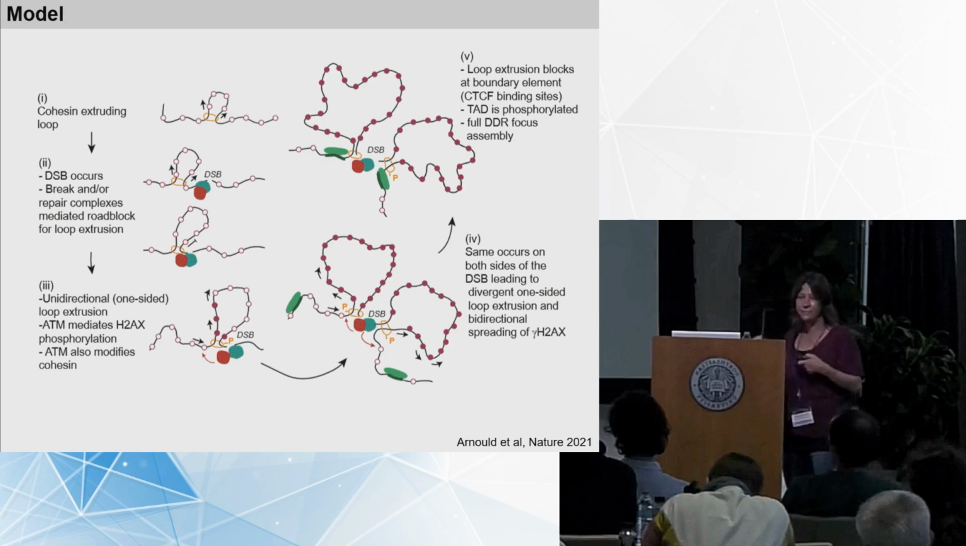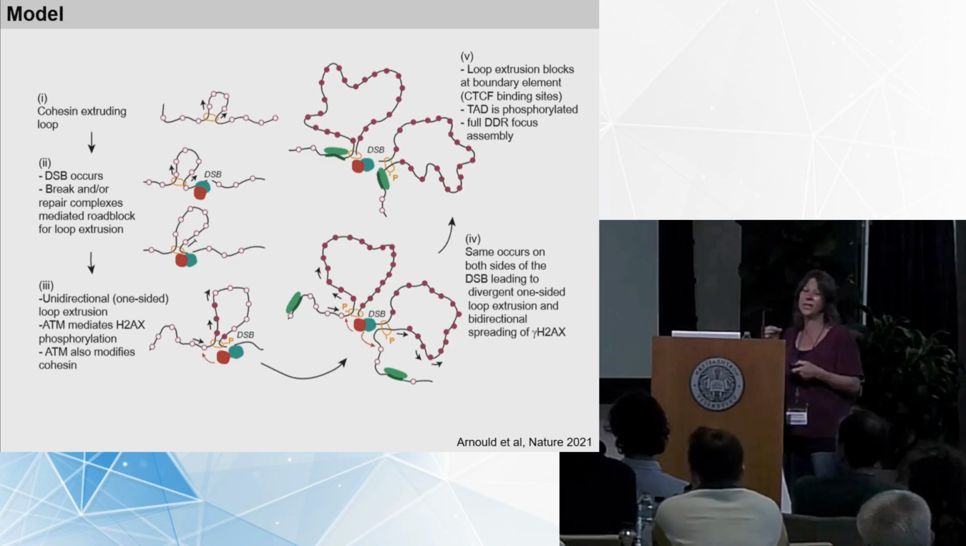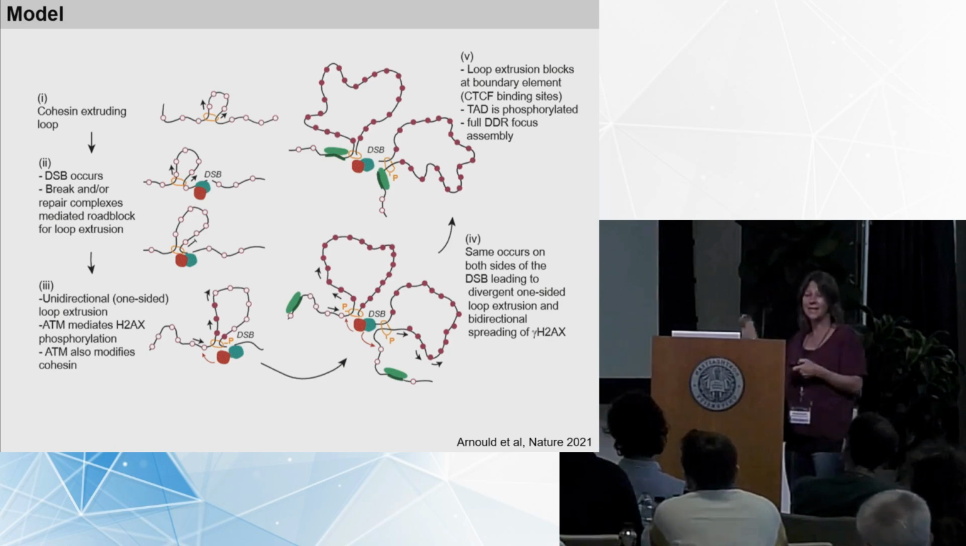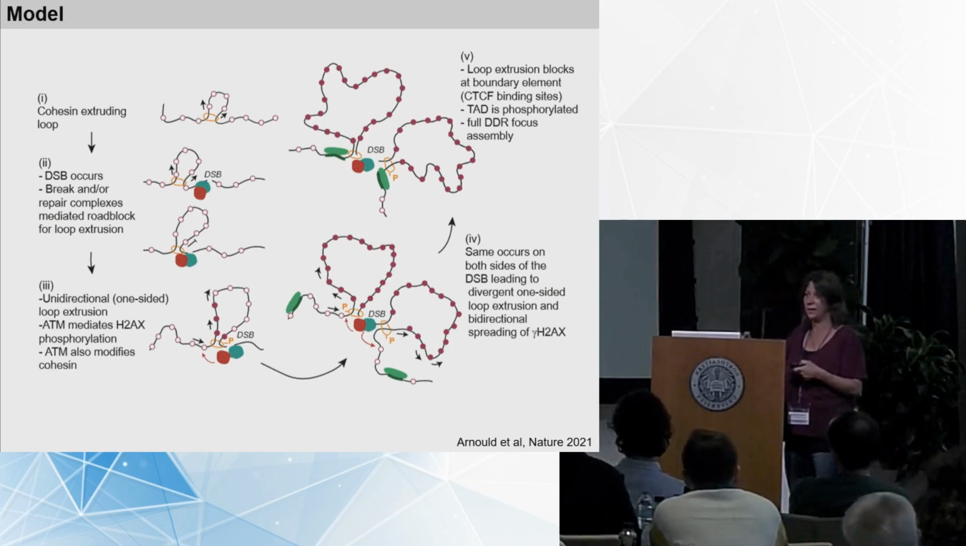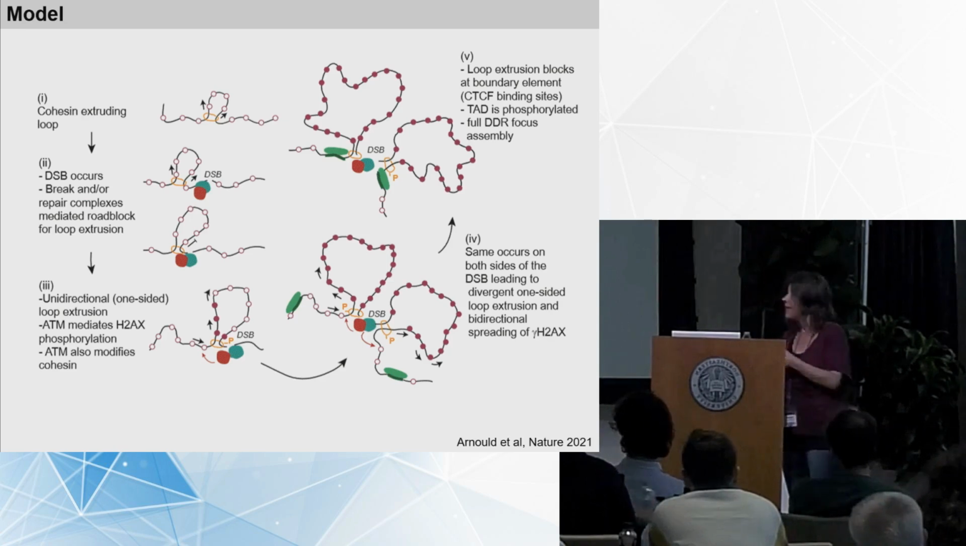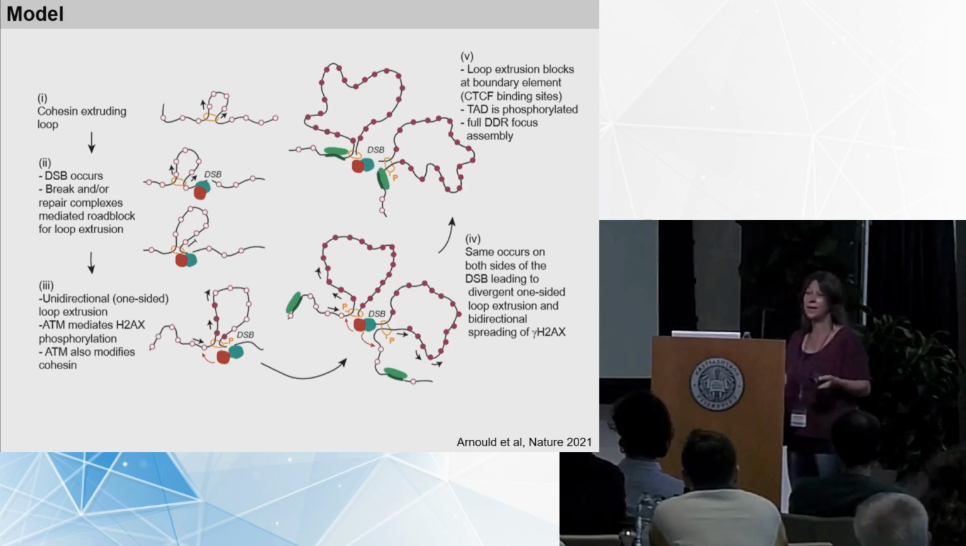And the main advantage of that mechanism is that in no time, at the speed of the loop extrusion, which is extremely high, you will be able to go from no histone modification, no H2AX phosphorylation, to an entire TAD that is covered with that specific histone mark, phospho-H2AX, that will tag, if you want, the damaged TAD. And that entire process takes less than 10 minutes.